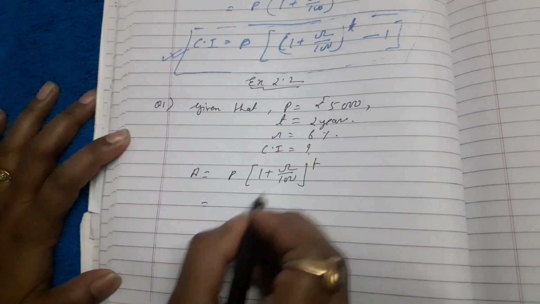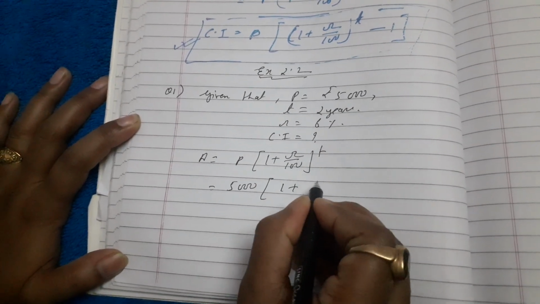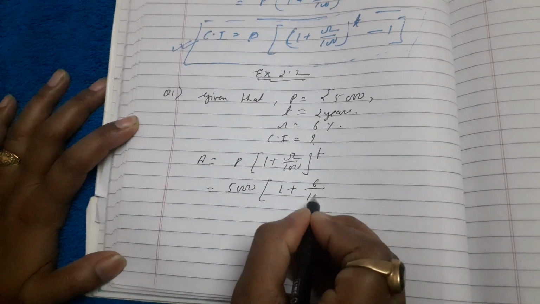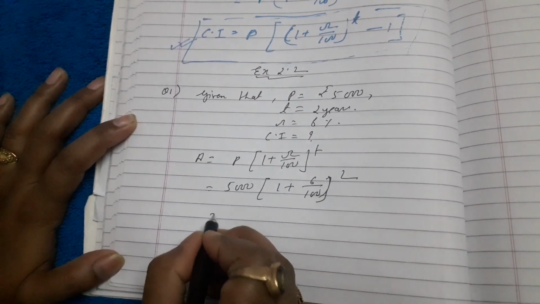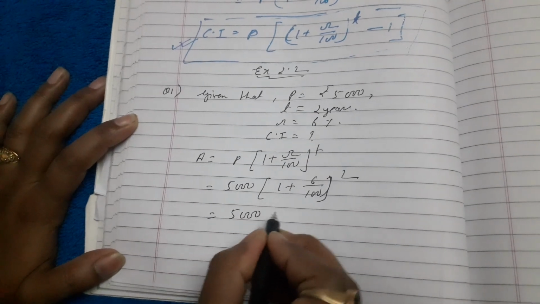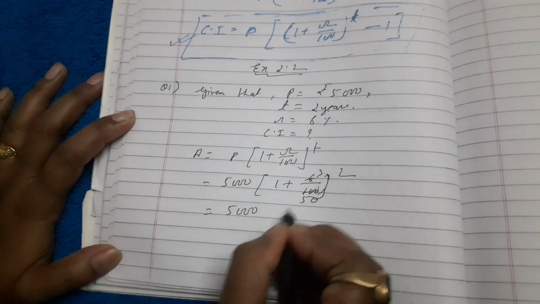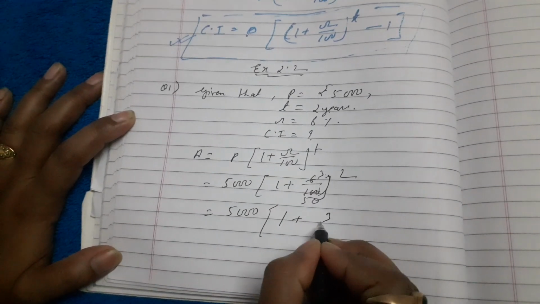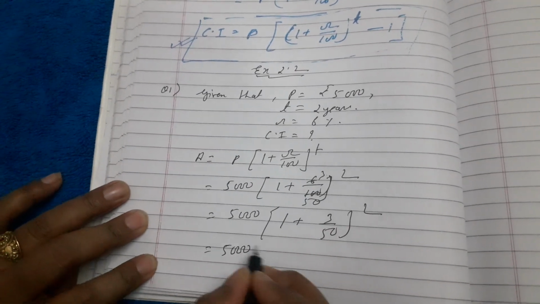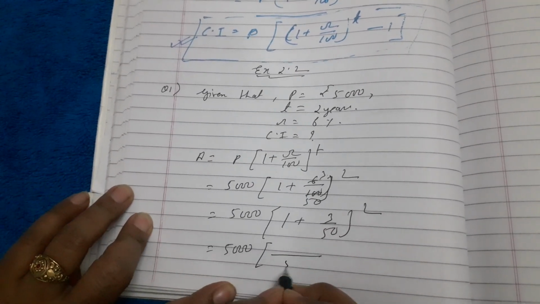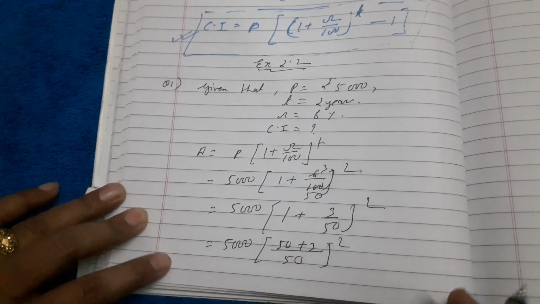Put the values. What is P? It is 5000, and here it is 1 plus rate is 6 by 100, and what is the time? That is 2. So it is 5000, and we may reduce it. 2 3s are 6, 250, so within the bracket 1 plus 3 by 50, squared. Now it is 5000, LCM is 50, here is the square sign, 50 plus 3.